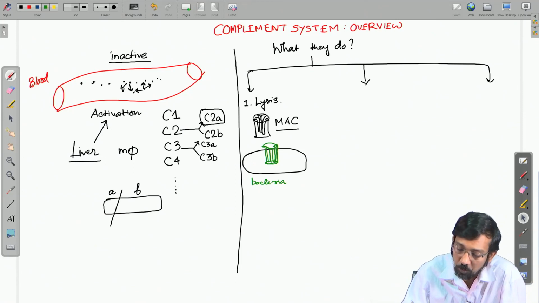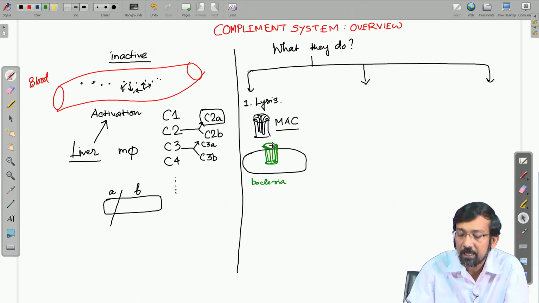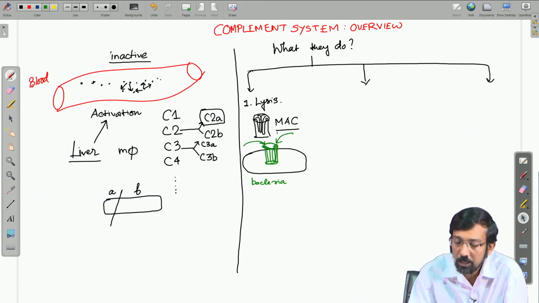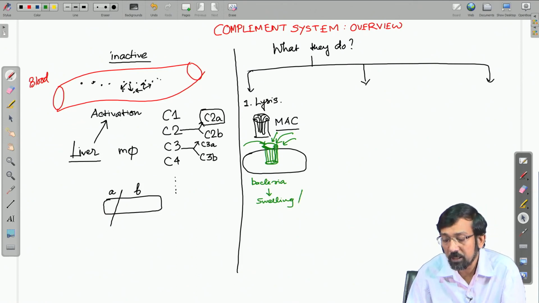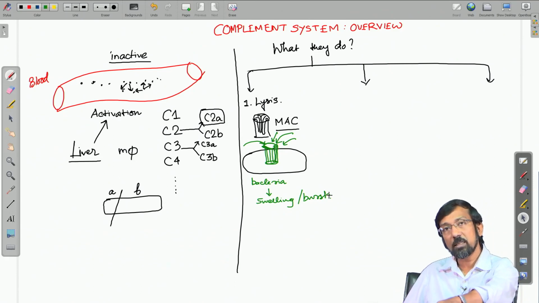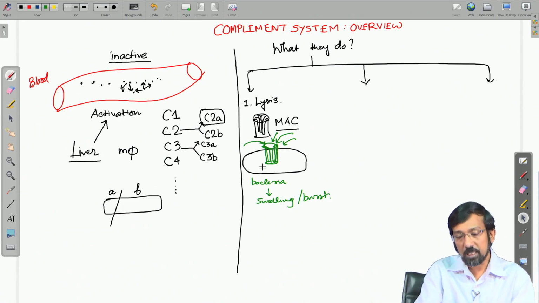Now, if you are forming a hole on the membrane, that would lead to an osmotic imbalance, and that would lead to inrushing fluids. Fluids will immediately come in, and that would lead to swelling, and the cells will finally burst. So, once there is an osmotic imbalance, if you have a structure like this that goes into the cell membrane and creates a hole on the cell, there will be inrushing fluids.